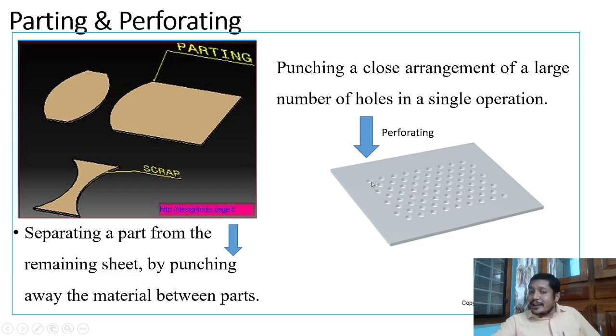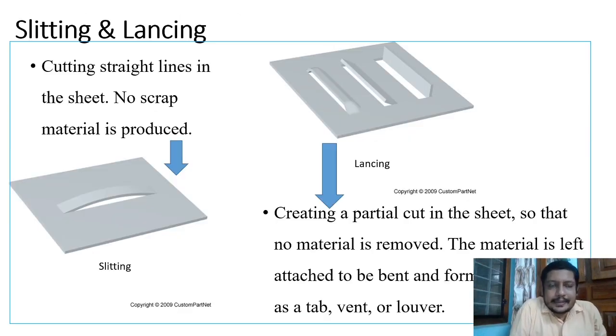In the case of drilling, each and every hole you have to drill manually one by one, whereas in the case of sheet metal operation, all these holes are made at a single stretch with the help of perforating dies. So we will see the next sheet metal operations, slitting and lancing.